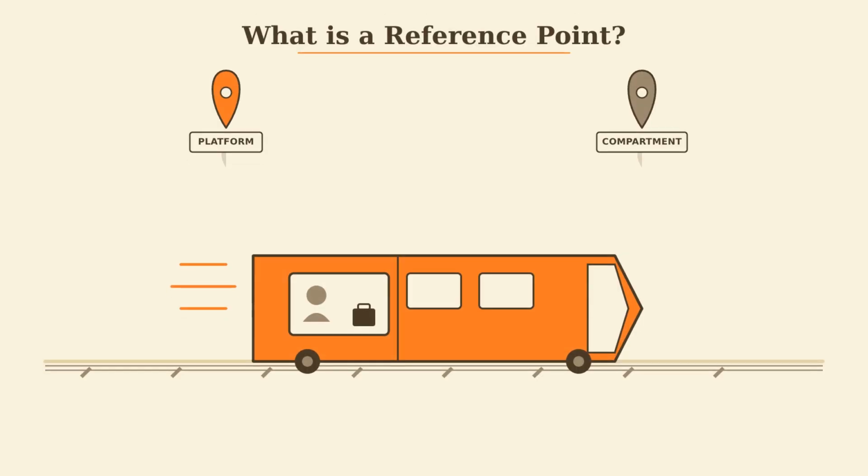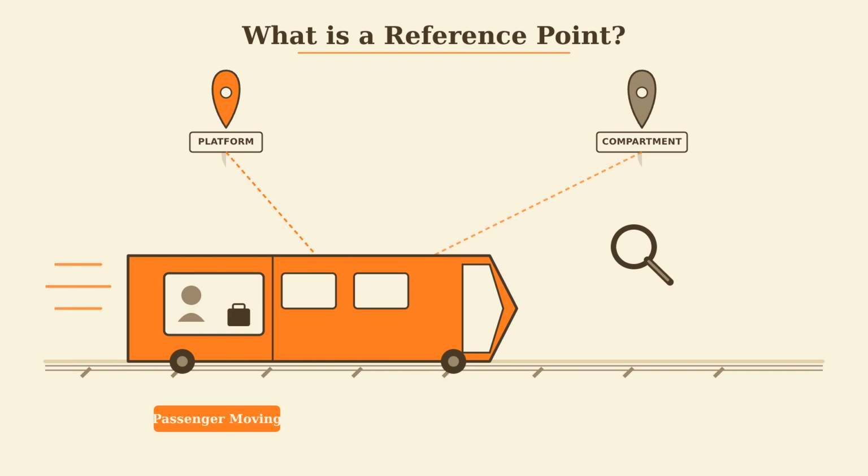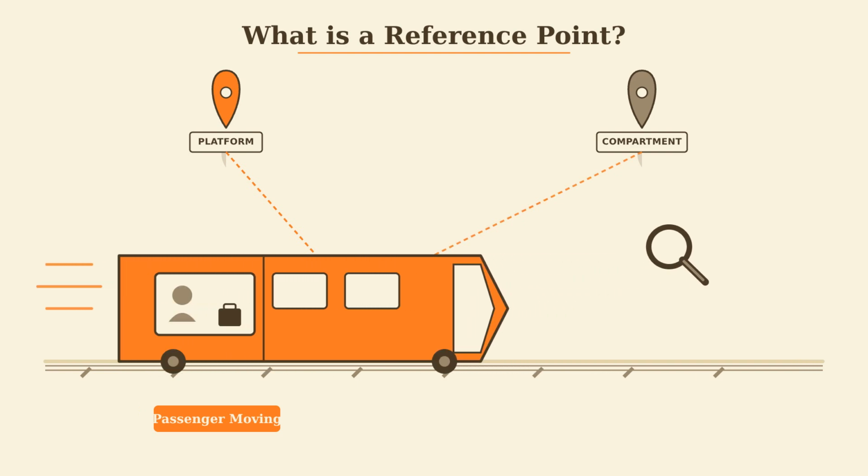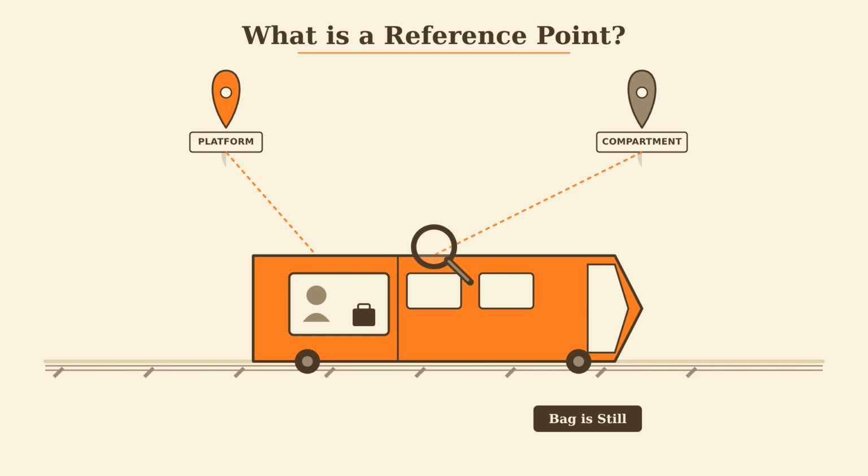So what exactly is a reference point? It's simply the object or place we choose to measure position against. Choose the platform, and the train passenger is moving. Choose the train compartment, and the passenger's bag is still. The reference point you pick completely changes the answer.